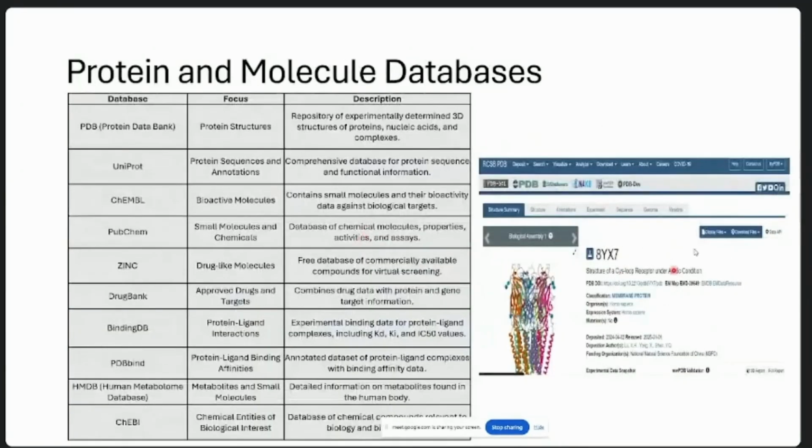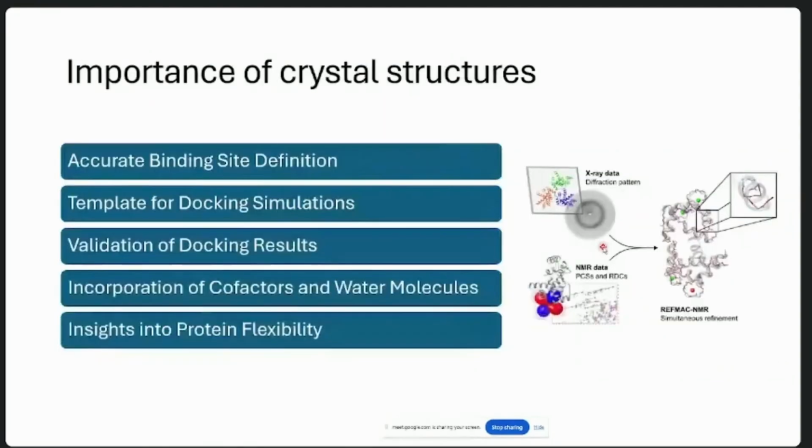So you can see here, for example, the PDB. We usually have the PDB ID of a certain protein, and you can download the PDB files. You can assess the X-ray crystallography structure and assess its quality and so on.